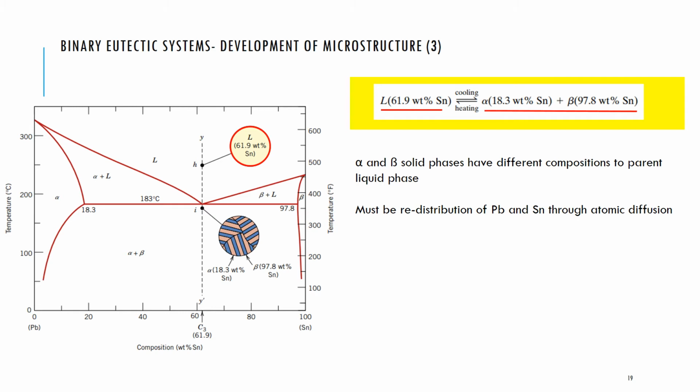Now, one thing you'll notice is that the composition of the alpha and the beta solid phases is completely different to the parent liquid phase from which it's cooled. There's a liquid phase there with 61.9 weight% tin and an alpha and a beta solid phase with very different weight percentages of tin. Now we know this is because of some kind of redistribution of lead and tin through atomic diffusion as the system cools and the system is trying to readdress that upset in equilibrium.